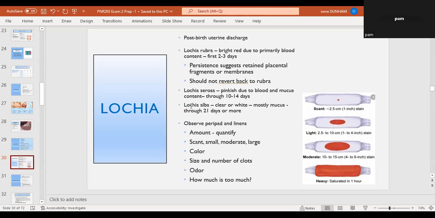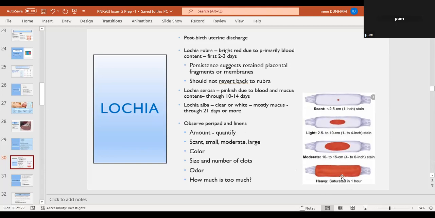Okay, so what are you going to do? You have to observe your peripads and your linens. When I have a patient that starts with this heavy bleeding, I start a pad count. And so what you do is you put on a Chux, I put it in the bathroom, and every time I change a pad, I'm looking at my time.